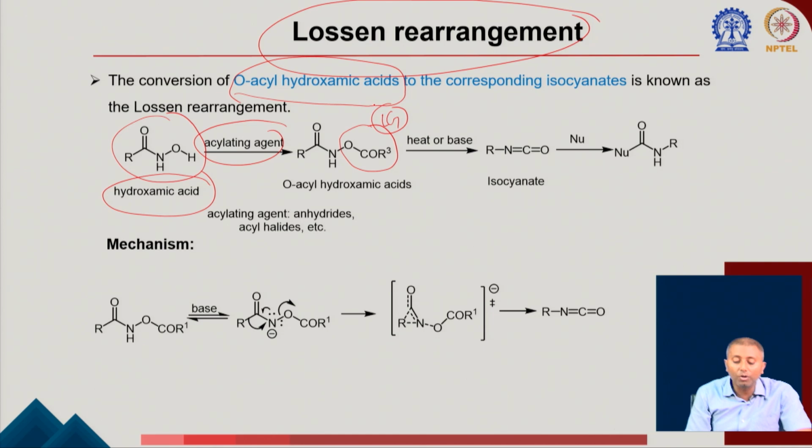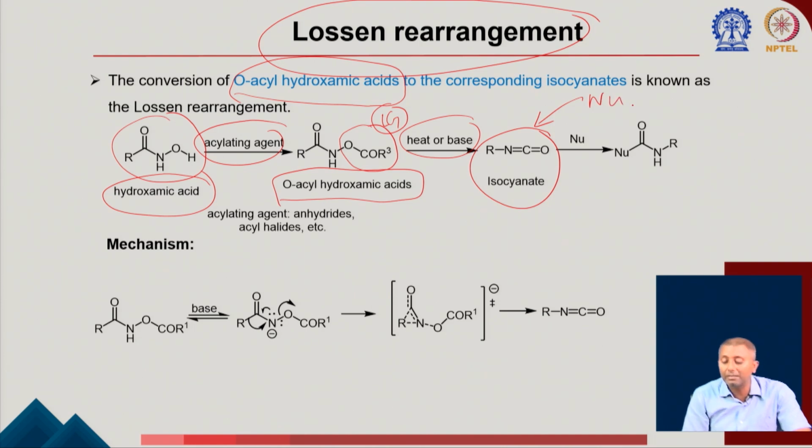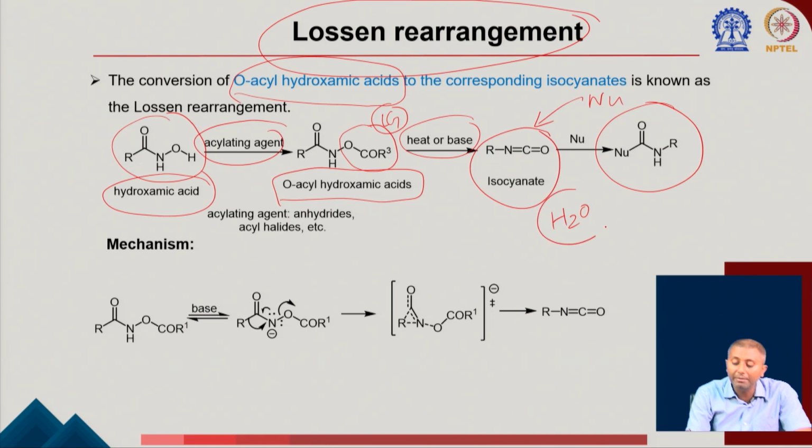Okay. So once you have the leaving group, you become an O-acyl hydroxamic acid, which in the presence of heat or base is going to form the isocyanate. Now the nucleophile can attack here, very similar to the previous rearrangement reactions, to form this corresponding product. This product can vary, starting from the isocyanate, depending on the nucleophile. If it is water, you can make the corresponding amine. If you use an alcohol, you can make the corresponding carbamate.